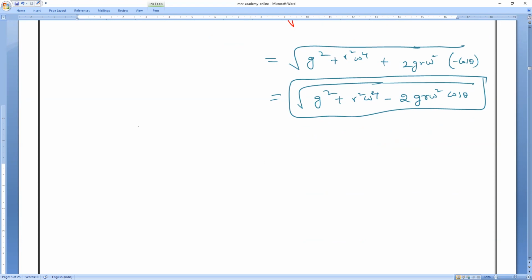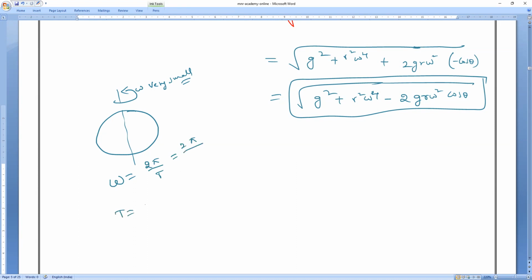Now, consider that the earth's angular velocity is extremely small. We all know the angular velocity formula: 2 pi by t. So 2 into pi by the time period of the earth's rotation, which is 24 hours. 24 hours means 24 into 60 minutes, which is 24 into 60 into 60 seconds, that is 24 into 3600 seconds.